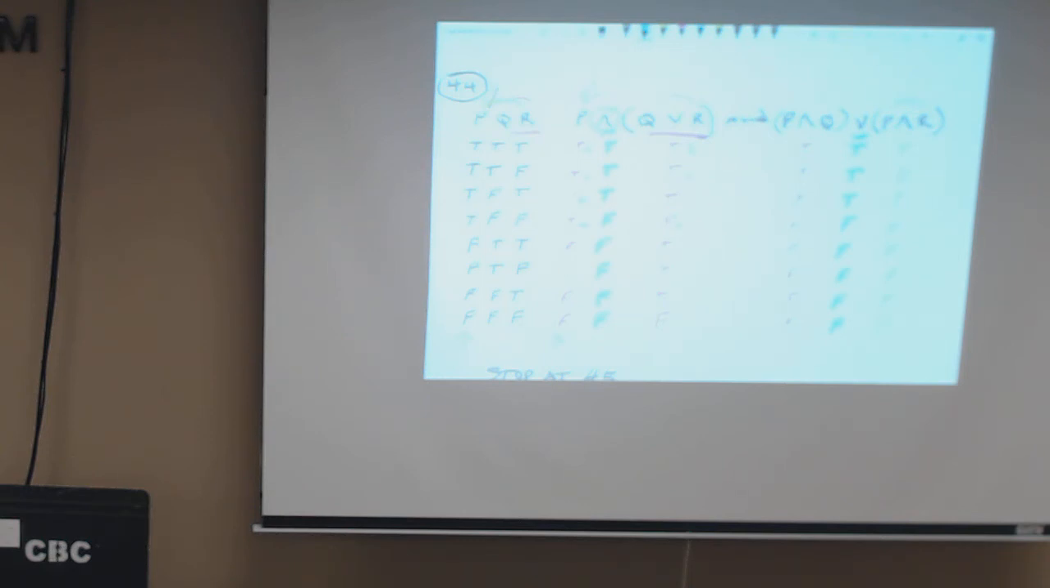True and false is false. False and true is false. False and true is false. False and true is false. False and false is false. So now I've done this side. Now I come over here and do this side. And here's P and Q. So I take the first two, P and Q, and fill this column in. Then I go P and R. So now I have to compare these two columns and fill this in.